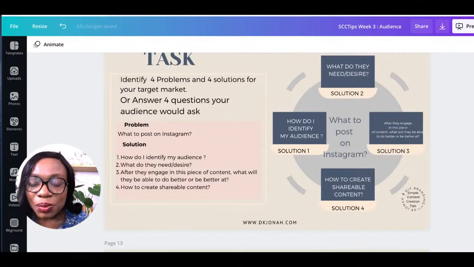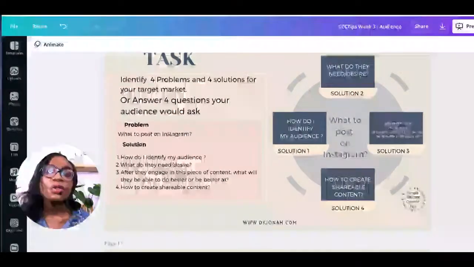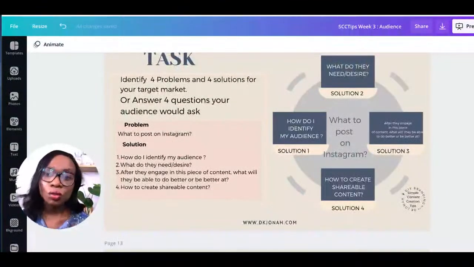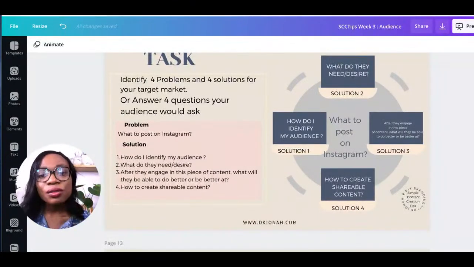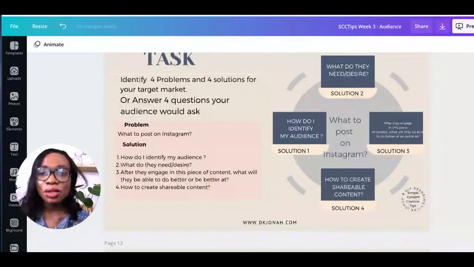After they engage in this piece of content, what would they be able to do better and be better at? So you now say, okay, now that you know about antibiotics, what will you be able to do? You'll be able to make informed decisions about the medication. You will stop abusing medication. Those are the kind of things I will provide for her to create the content she needs. How to create shareable content. That's when I will talk about the importance of your design, making your content concise, and we'll talk about all that in more detail.